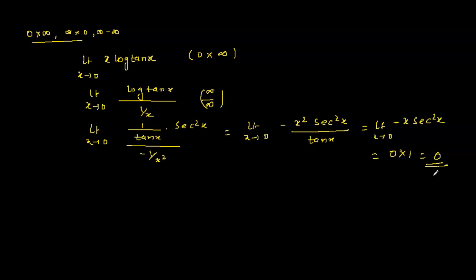Getting here 0 by 0 into 1. 0 into 1 is a real number, 0 into 1 is 0. Getting here? Yes, sir. So like that only you have to convert it into another form.